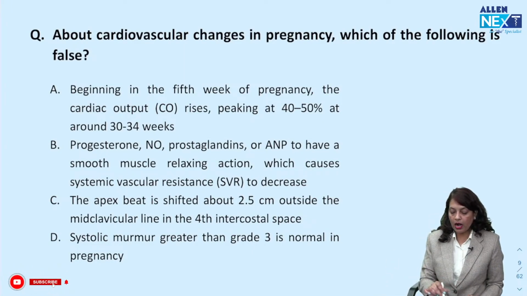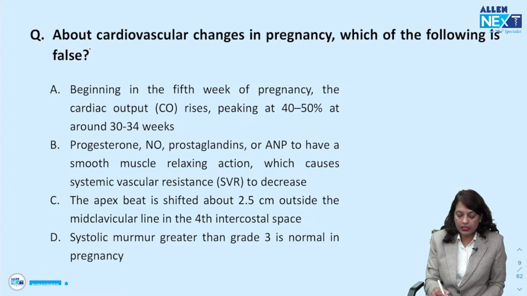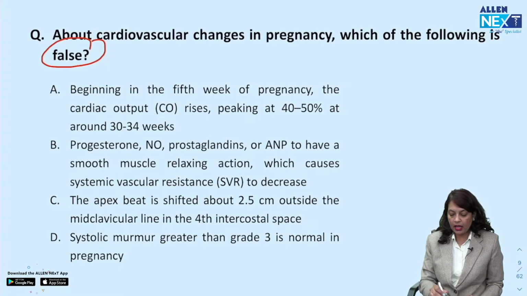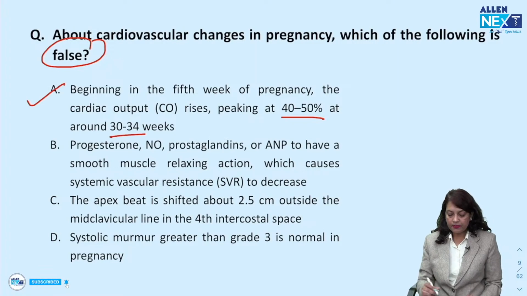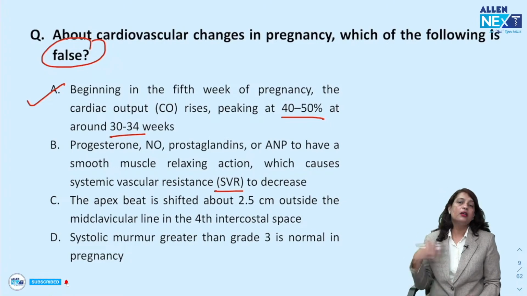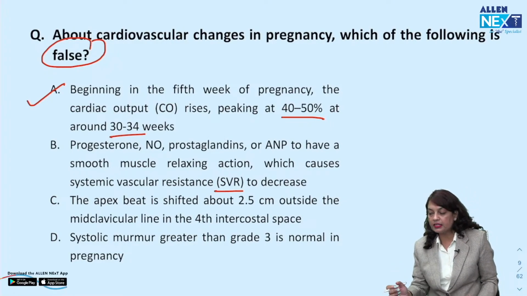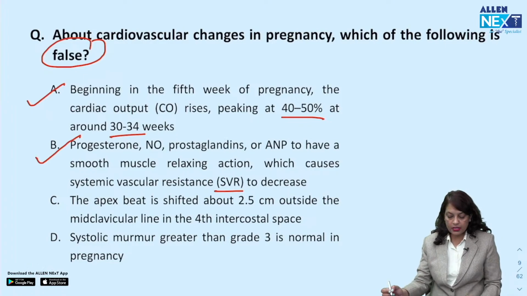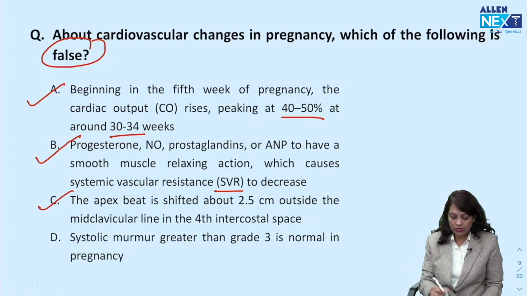Fine. About cardiovascular changes in pregnancy, which of the following is false? Okay. Beginning in the 5th week of pregnancy, cardiac output reaches peak at 30 to 34 weeks of pregnancy, 40 to 50%, correct. Progesterone, nitric oxide, prostaglandins have smooth muscle relaxing effect, which causes relaxation of smooth muscle. So peripheral vascular resistance falls, yes, and the hormone that normally maintains pregnancy is progesterone. So this is correct. Apex beat is shifted towards mid clavicular line. This is also correct.